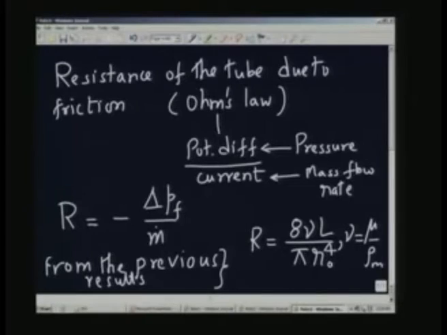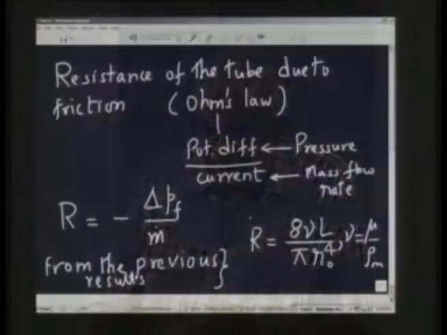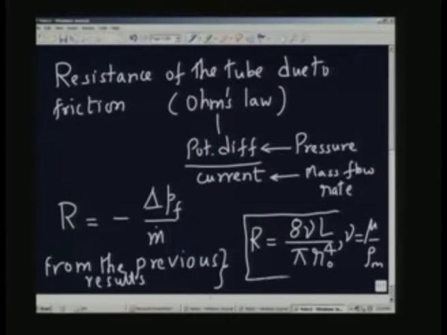Okay. So, this is the concept of the resistance due to flow in a tube, which is in analogy with the Ohm's law of electricity, where the potential difference divided by current is the resistance, the potential difference is the pressure drop, current is the mass flow rate. So, the ratio of these two, of course, with the negative sign, because I want the resistance to be a positive quantity when the pressure is actually decreasing in the direction of flow. So, this is the important result I am looking for.